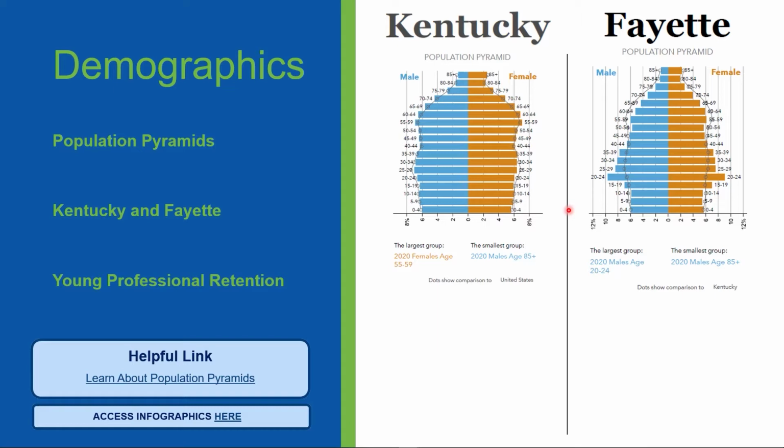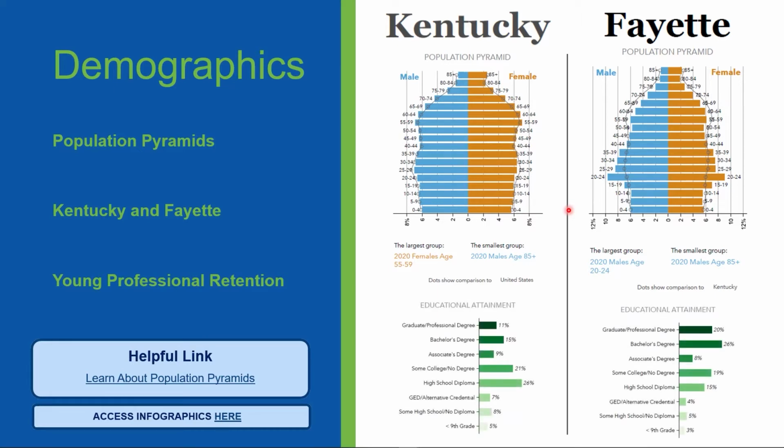Okay, so moving on, let's look at educational attainment. So Kentucky's highest categories for educational attainment are high school diploma and some college or no degree. Whereas in Fayette County, the highest are bachelor's degree and a graduate or professional degree. This points to the importance of retaining our young professionals. They're often paid well, they pay more in taxes, alongside other economic investments that they are able to make, and that supports the population.